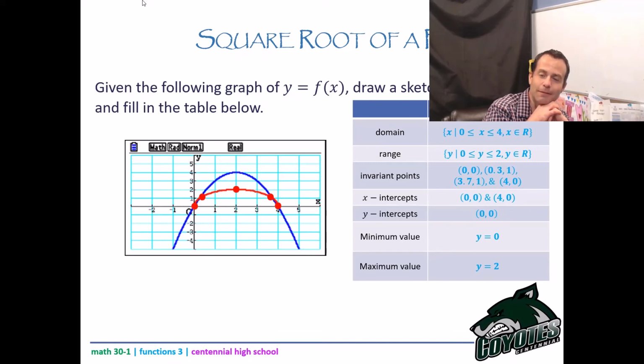Okay, my invariant points will then be 0, 0, 0.3, 1. Again, I'm guessing a little bit there. 3.7, 1, and 4, 0. I'll have x-intercepts at 0, 0 and 4, 0. Y-intercepts at 0, 0. This time I do have a minimum and a maximum value. My minimum value is at y equals 0. My maximum value is at y equals 2. Max and mins are always just the y value. They're not the coordinate point. They're the y value, okay?